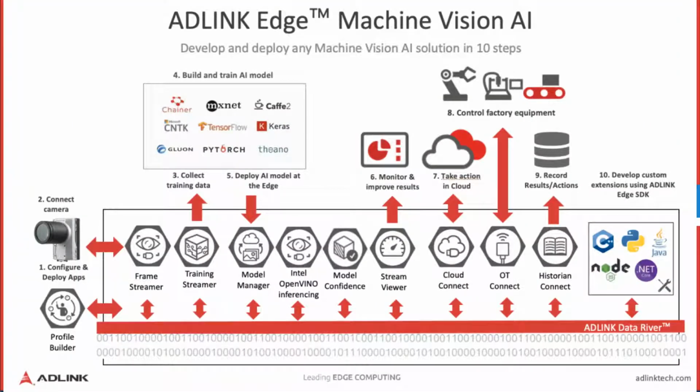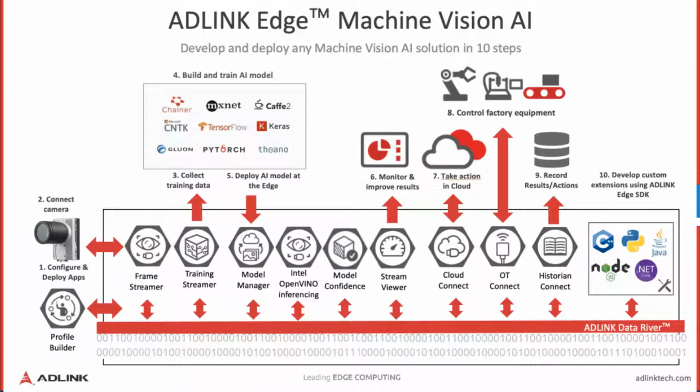Yeah, it's a really good question to make it more concrete, right? So what you typically see if you build a machine vision AI solution, as we typically call it, you typically need a couple of components, a couple of apps out of the whole range of the ADLINK Edge platform. So the first thing is really, you need the profile builder, which is the tool that I just mentioned, to be able to build these profiles and select all the apps and deploy them onto a device. So that's the first step, is to configure all these apps and deploy them.